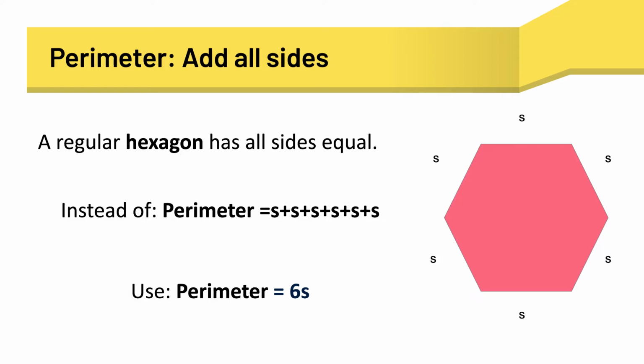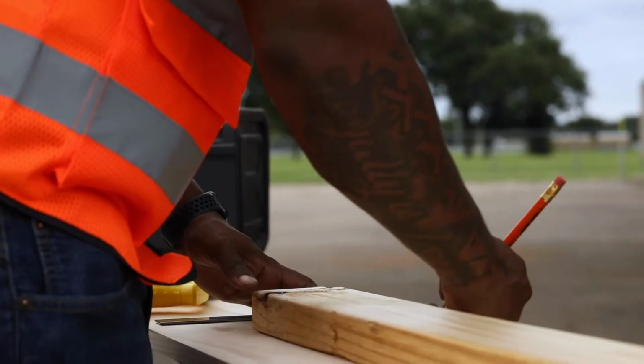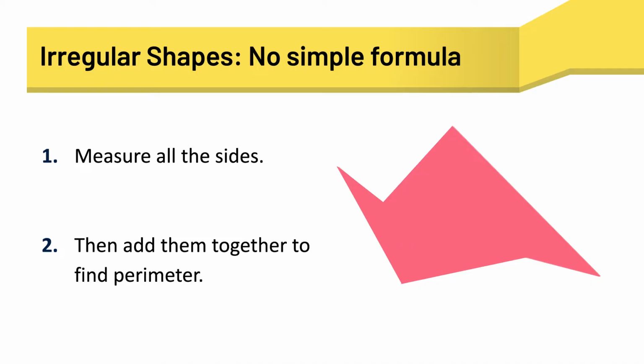If a shape is irregular, you have no choice but to measure each piece of the perimeter individually. There will be no simple formula. This is also a 6-sided shape, so it's still a hexagon, but because it's irregular, we can't count on the regular formula to help us find the perimeter anymore. Each side will need to be measured by itself.